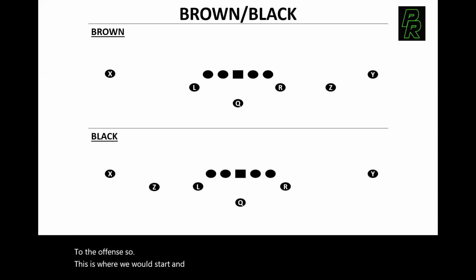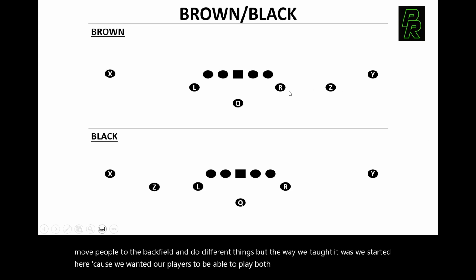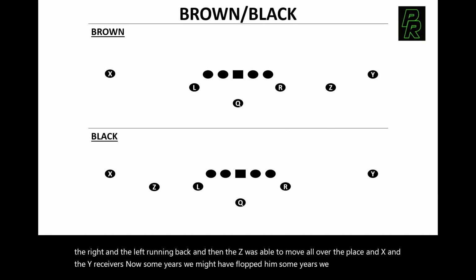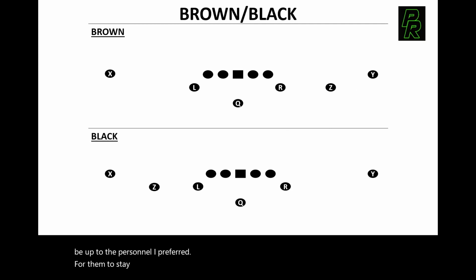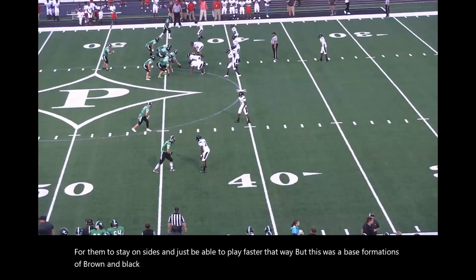And I've said this before, if you follow us on here and you want to see what we're doing, we started in empty, but that doesn't mean we're in empty all the time. We move people to the backfield and do different things. But the way we taught it was we started here because we wanted our players to be able to play both. So these guys here were our running backs, the right and the left running back. And then the Z was able to move all over the place, and the X and the Y receivers. Now, some years we might have flopped them, some years we didn't. That'd be up to the personnel. I preferred for them to stay on sides and just be able to play faster that way. But this was the base formations of brown and black, and this is what it would look like in real time.